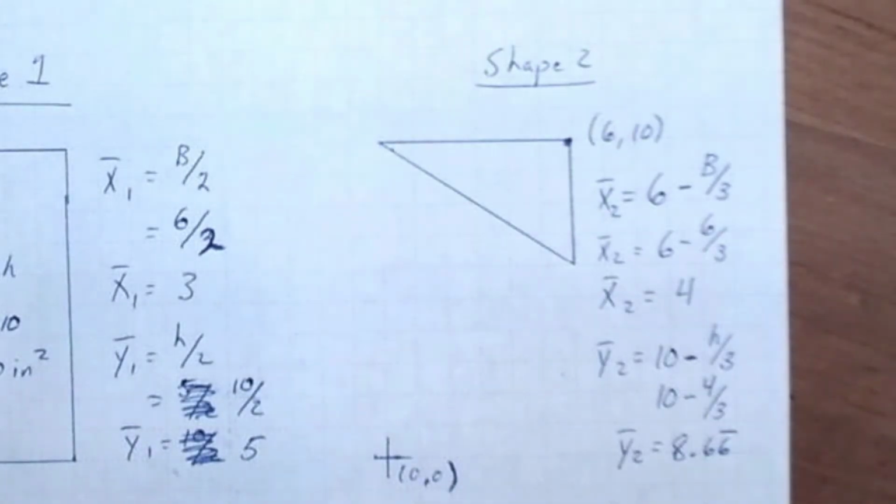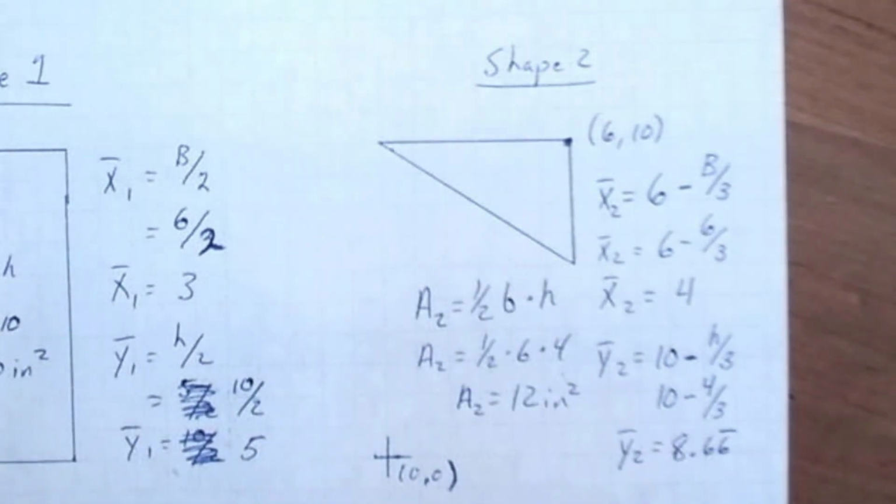So as you can see, y bar of shape 2 equals 10 minus height divided by 3. 10 minus 4 divided by 3, you get a y bar of 8.66 repeating. Now you need to calculate the area of shape 2. Go ahead and take a second to do that. Area of shape 2: half base times height, triangle, 12 square inches.